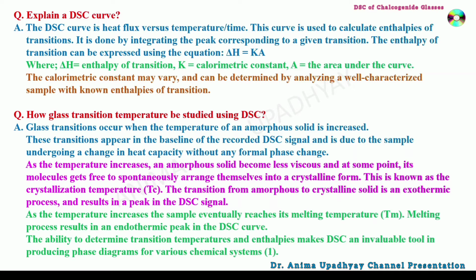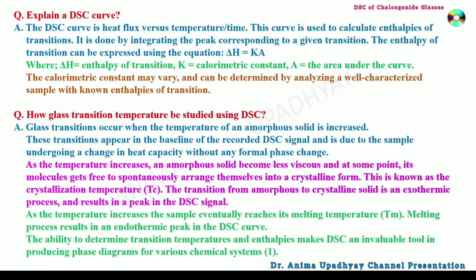The enthalpy of transition can be expressed using the equation delta H is equal to KA, where delta H is enthalpy of transition, K is calorimetric constant, A is the area under the curve. The calorimetric constant may vary from instrument to instrument and can be determined by analyzing a well-characterized sample with known enthalpies of transition. How can glass transition temperature be studied using DSC?